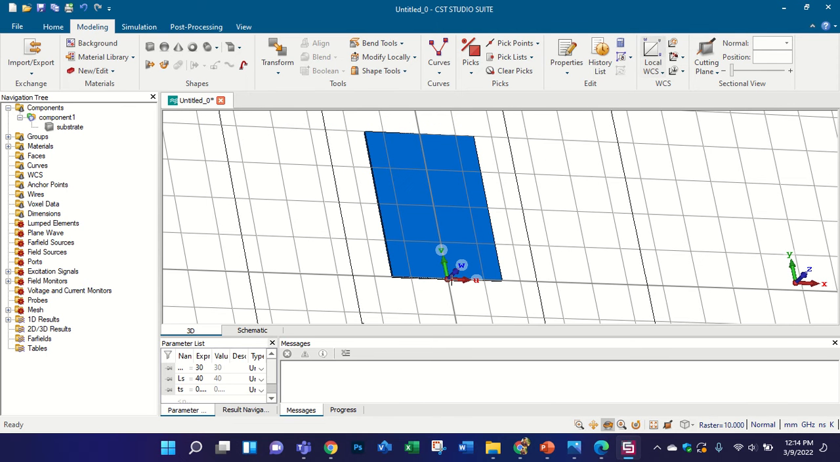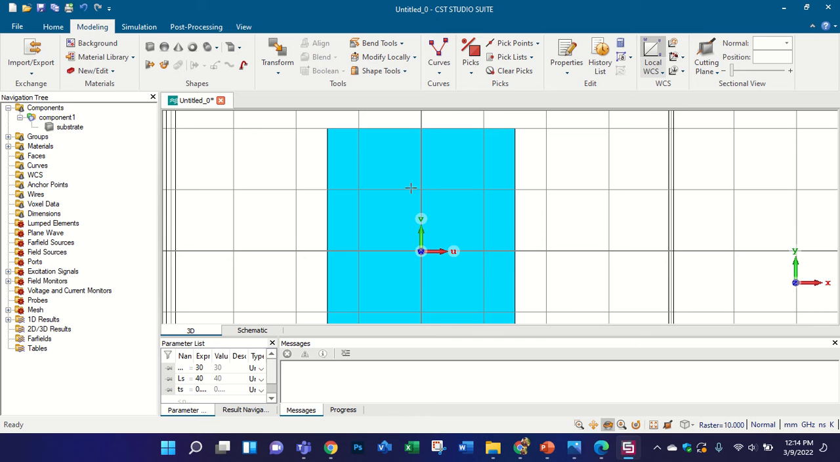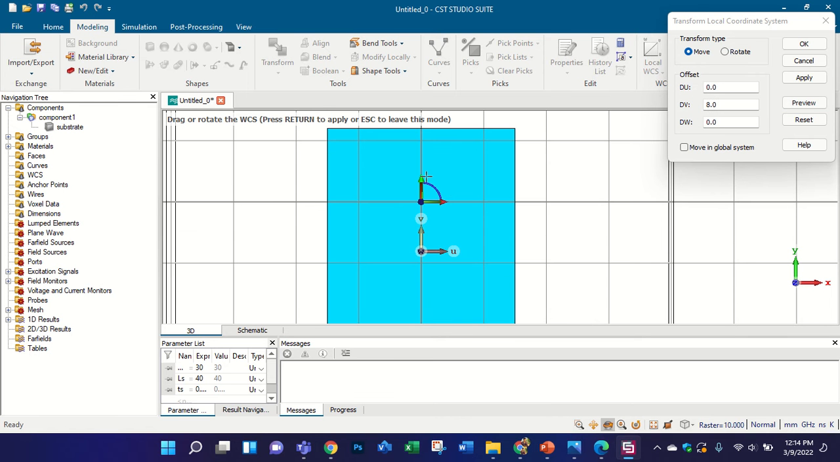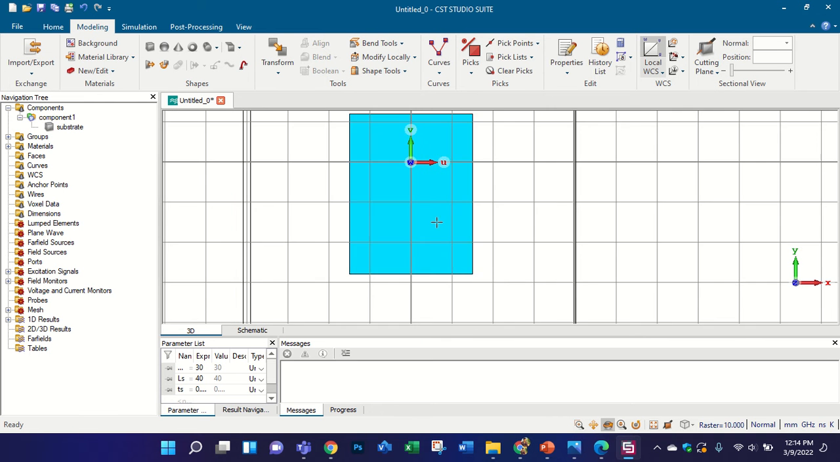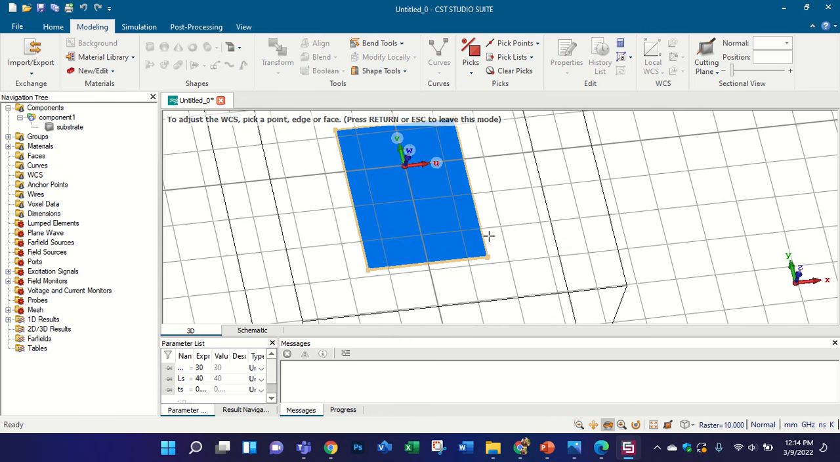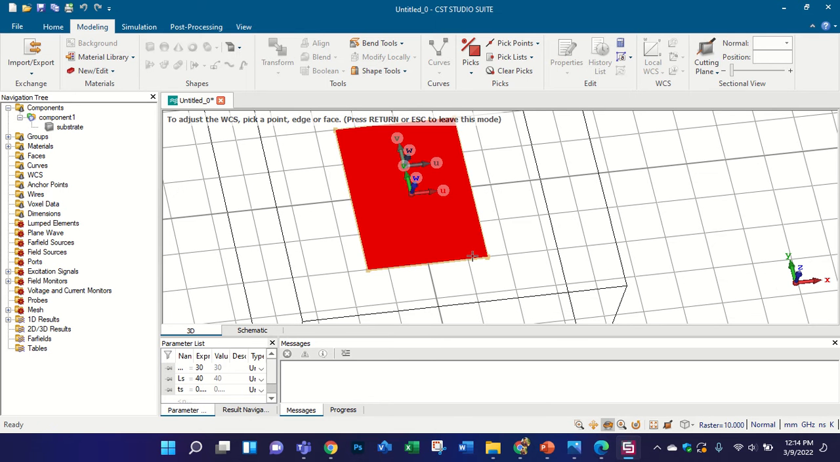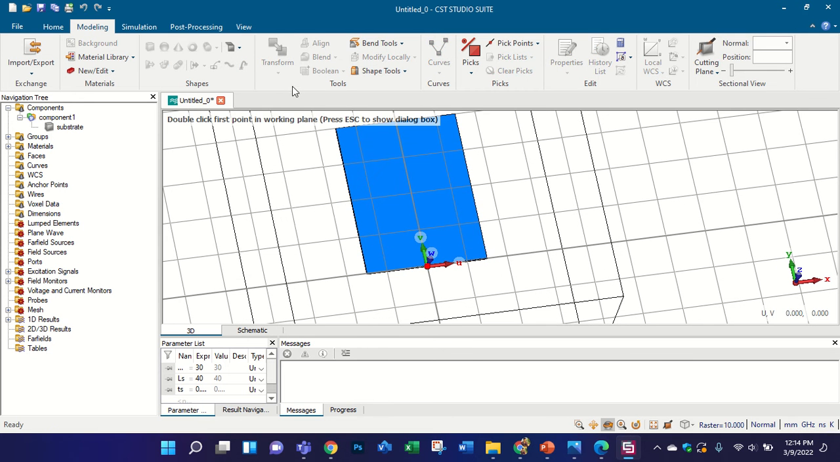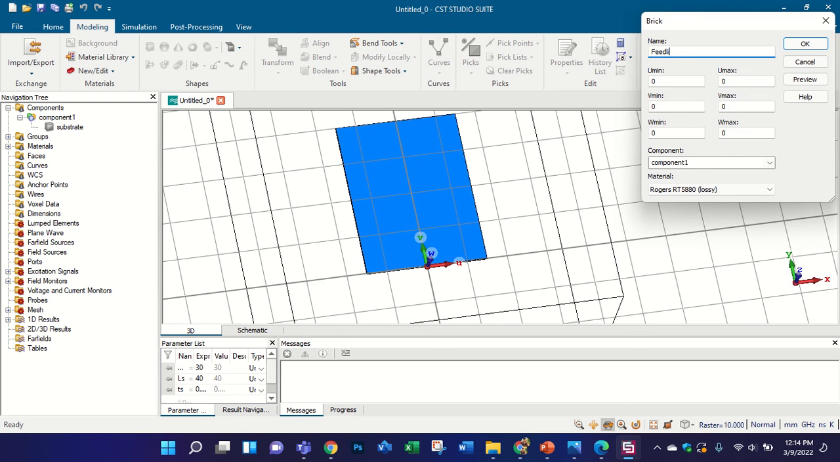And if you want, this is the middle, and you want it at this point, okay, so you can click on this one, transform WCS, and you can shift it to this point, okay, like this. In this way you can shift your WCS. Okay, so we are going to design the feed line, okay. We have a feed line here. What is the width of the feed line and what is the length of the feed line, okay.